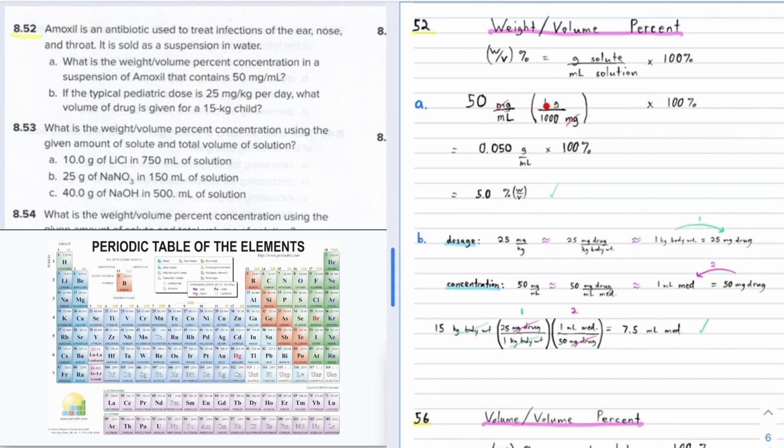So we can simplify this. The units are going to be grams per milliliter, and then 50 over 1,000 is 0.050. So we got 0.050 grams per milliliter times 100%, and that gives us 5.0% W over V.